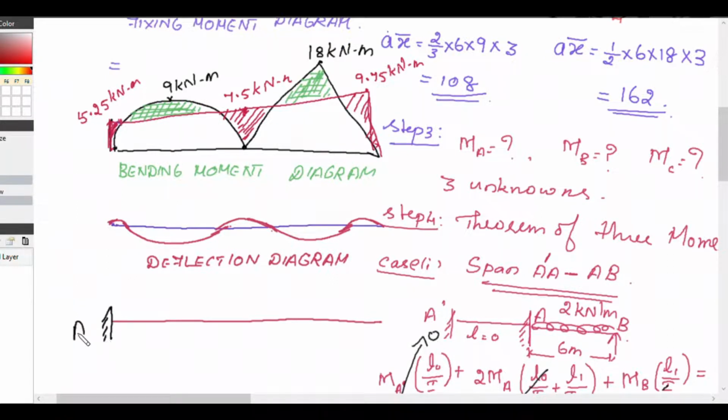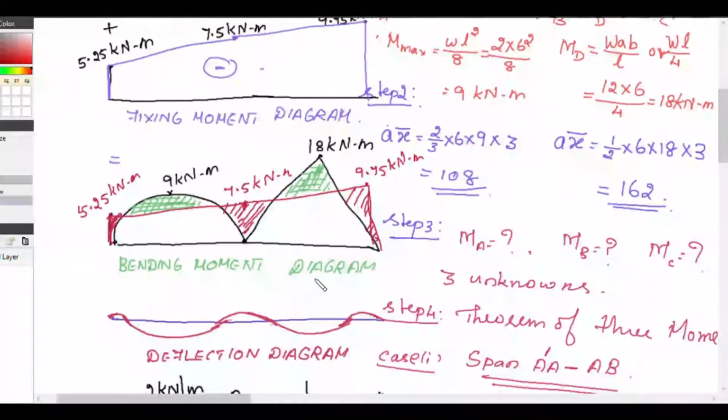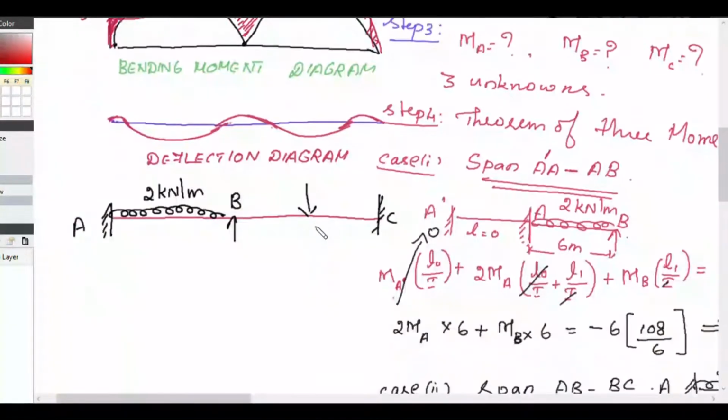So this is A, B, C. In the span AB, we have 2 kilonewton per meter. In the span BC, we have a 12 kilonewton concentrated load. Span lengths are 6 meter, 3 meter, 3 meter. Now, this point is D.